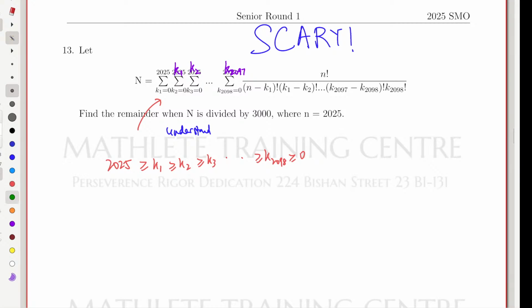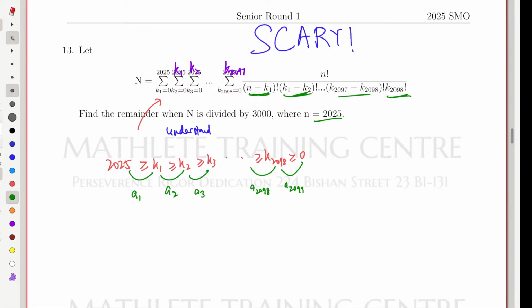Now, with that, we can understand a little bit better what happens when n is 2025. This is the gap in between the first pair. This is the gap in between the second pair. Or this is the gap in between this pair, and then this is the gap in between K2098 and 0. So each of these are the gaps. So if each of these represents the gaps, then we can use new variables. Let's call this gap A1. Let's call this gap A2, this gap A3, and so on. This gap will be A of 2098 because these two numbers must match. And then the last gap will be A of 2099.